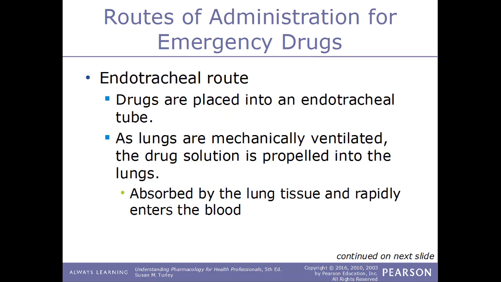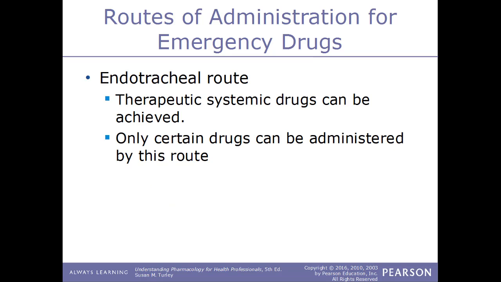Another route of administration for an emergency drug is the endotracheal route. This is where drugs are placed within an endotracheal tube. As the drugs are mechanically ventilated, the drug solution is propelled into the lungs and absorbed into the alveoli, the air sacs within the lungs. At this point, it's absorbed very quickly and enters the bloodstream very quickly. In choosing this route, therapeutic systemic drug levels can be achieved, but only certain drugs can be administered by this route. Not every drug can use this method.